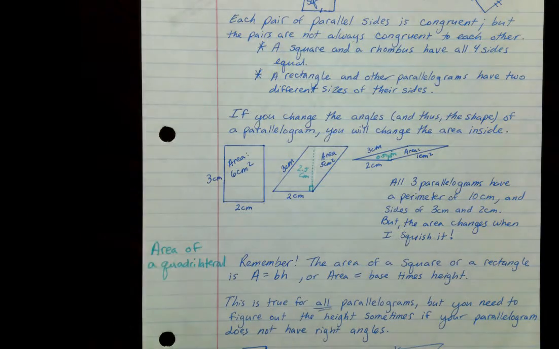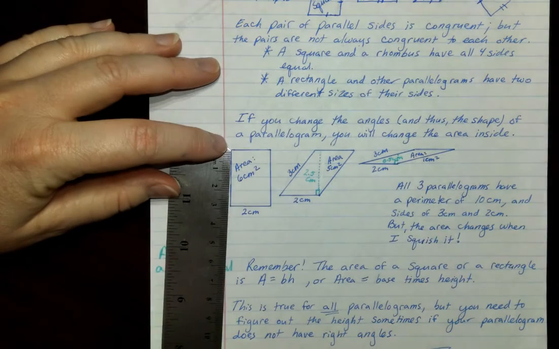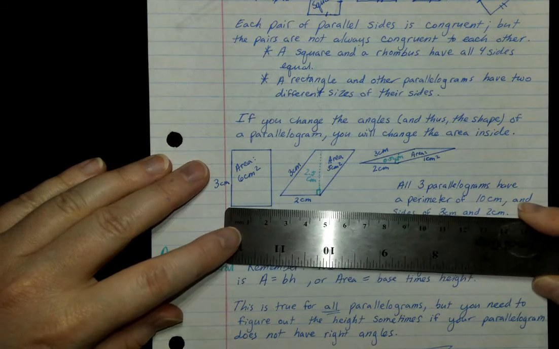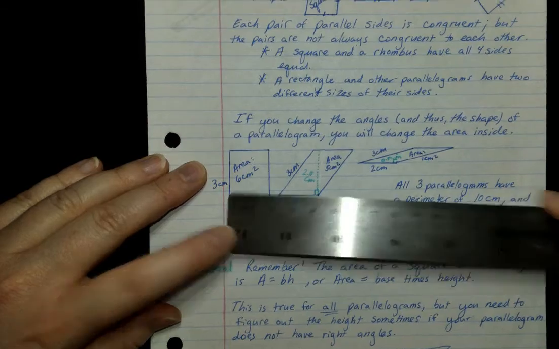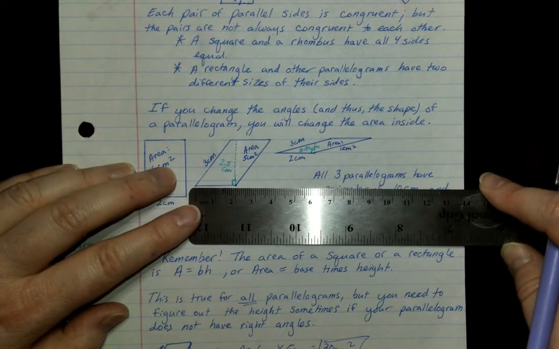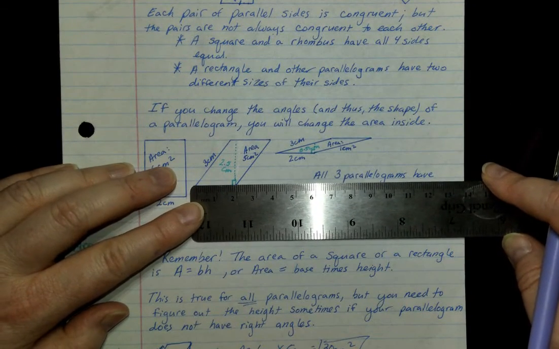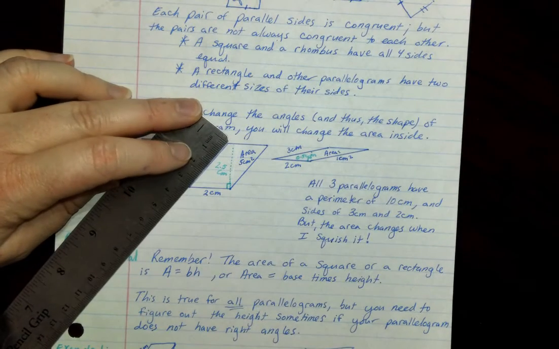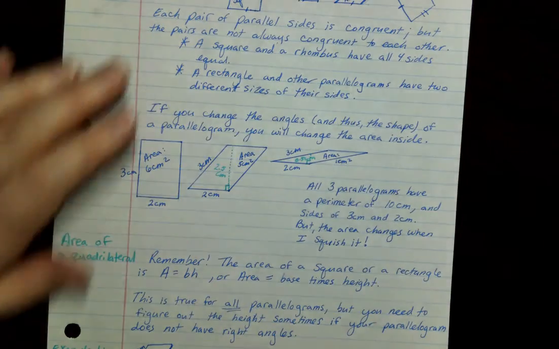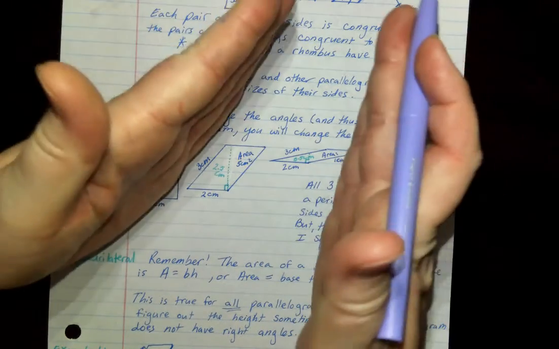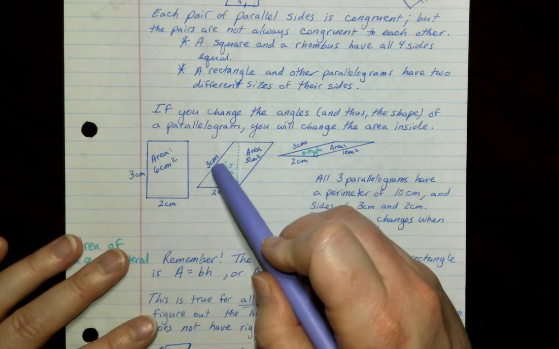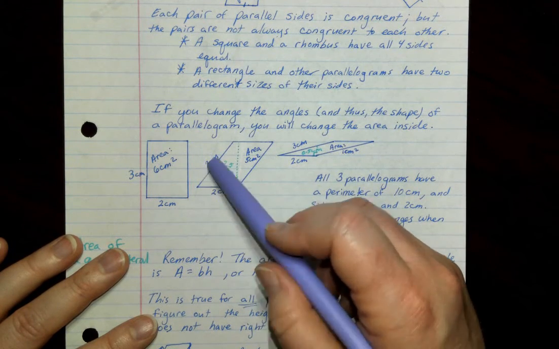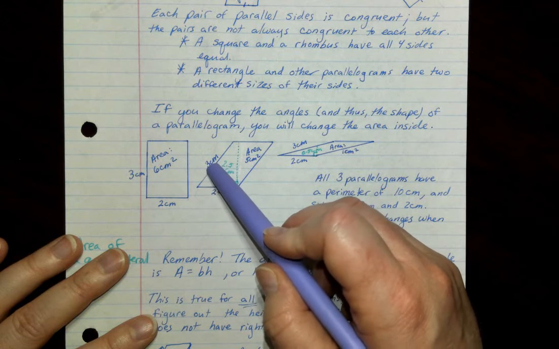So let me just show you. So this was 3 centimeters and 2 centimeters. So this one right here is 2 centimeters for that length and 3 centimeters for that length. So even though it's the same size on those lengths, this looks a little squished. It looks a little smaller. When I multiply, I would still get my 6 if I did this, but this is not my height. 3 is no longer my height.